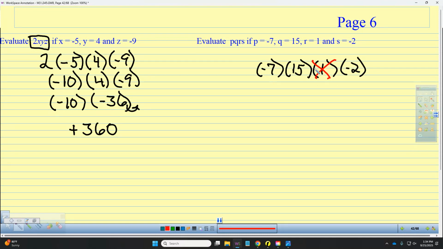I would probably, because again, I like to try to get zeros, so I see this negative 2 and this 15, and I would keep the negative 7 and multiply those two together and get negative 30. Then I have a negative times a negative. 7 times 3 is 21, and then I've got that 0, so I get a positive 210. And that wraps it up for that part of our notes.